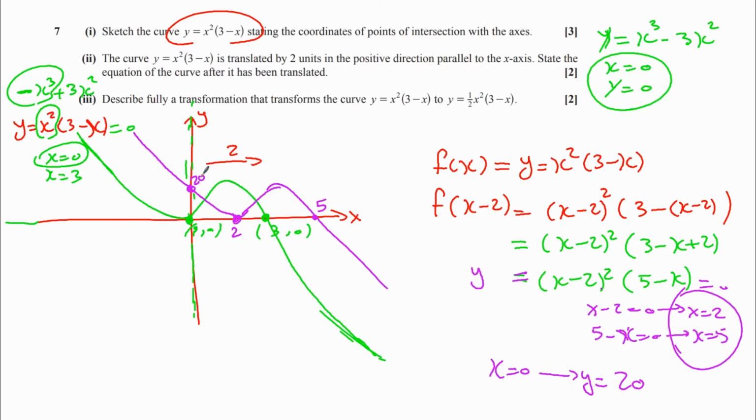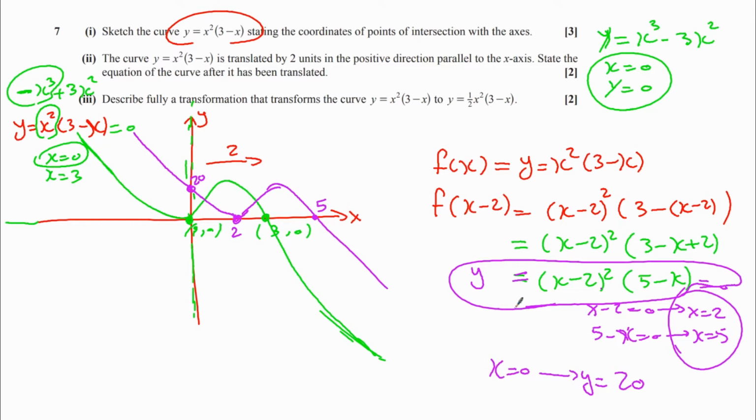So our final answer for part B is basically this one in here. Our function would be x minus 2 squared times 5 minus x. Now part 3 is: describe fully a transformation that transforms the curve y equals x squared times 3 minus x to y equals half of x squared times 3 minus x.